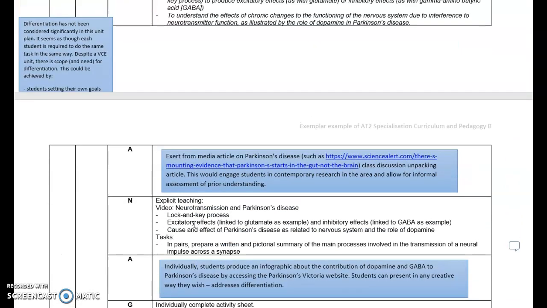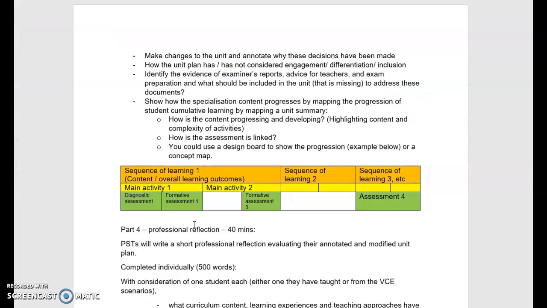Okay. So once you've done that, the next step is then to show how the content is progressing in the unit. So considering the learning of the student and how that builds upon their knowledge is really important in VCE.